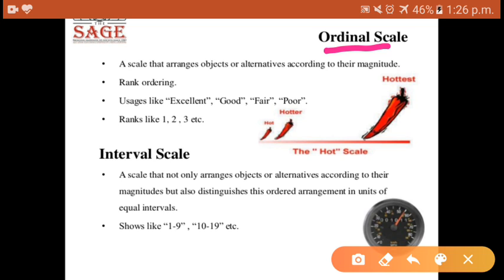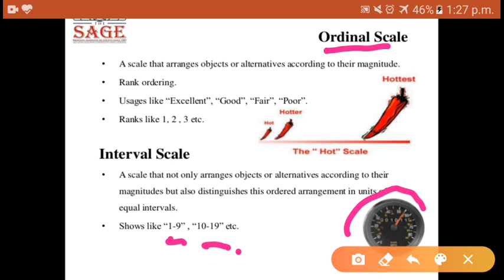Now what is an interval scale? Now see, we are going towards higher scaling methods. The first was your nominal scale, the second is your ordinal scale, and the third is your interval scale. Interval scale is a scale that not only arranges objects or alternatives according to their magnitude, but also distinguishes the ordered arrangement in units of equal intervals. Like for example 1 to 9, 10 to 19. If you have to put an interval in between, then for example, this particular clock, you can see a speedometer. So this is on interval scale.